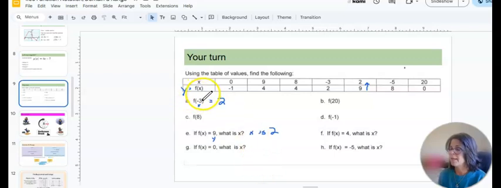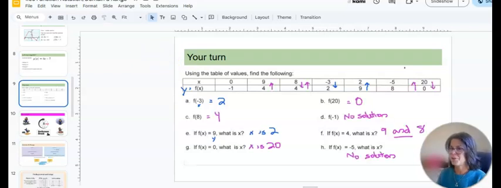Okay, so look, here they gave you the x. So you find it in the x column and you look for the y. Here they gave you the y. You're working backwards to look for the x. Try the rest of these problems on your own. Pause the video and then come back and check your work.